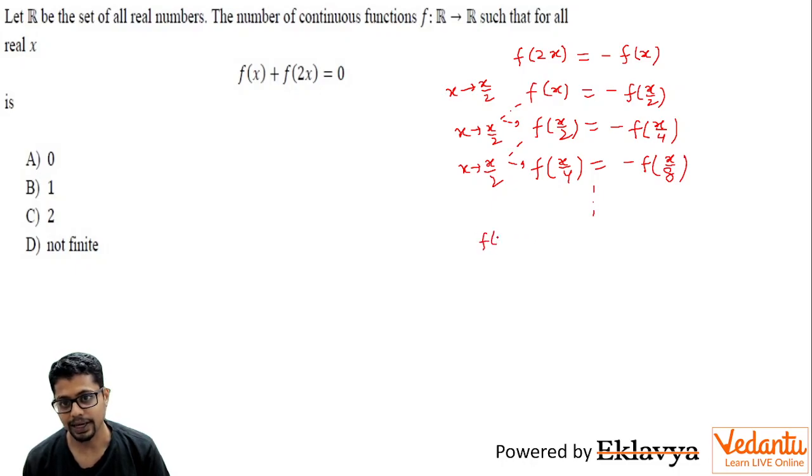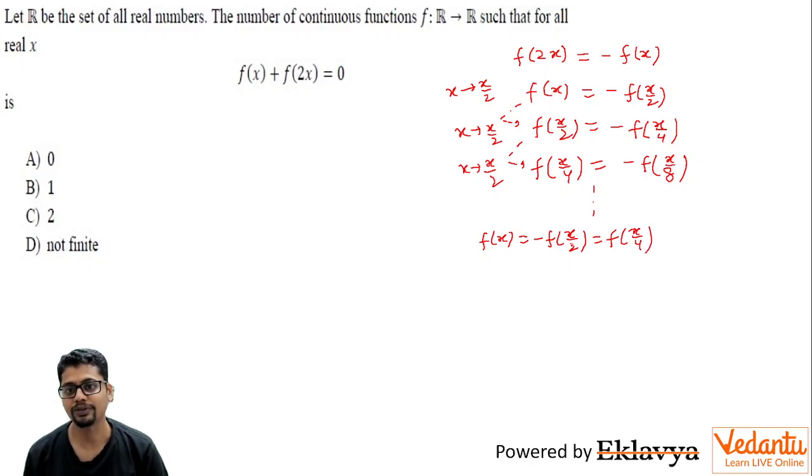So that means you can say f of x is minus f of x by 2. Now f of x by 2 is minus f of x by 4, so you can say f of x is equal to f of x by 4. Why? Because f of x by 2 is minus f of x by 4, and minus f of x by 4 is f of x by 4, equal to minus f of x by 8, and so forth. You may say it is plus or minus depending on whether it is 2 to the power even or odd in the denominator of x.